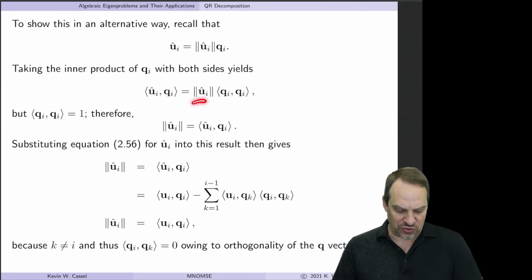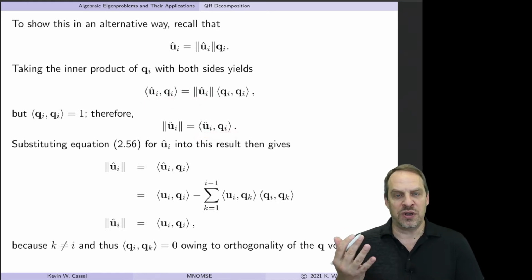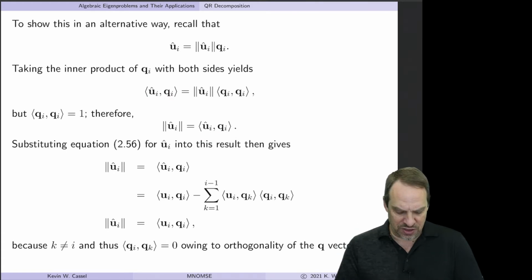So therefore this norm of ui hat is equal to the inner product of ui hat with qi. Same result as we had on the previous slide, just obtained in a different way. So let's substitute equation 2.56 from the previous slide to see how this helps us.